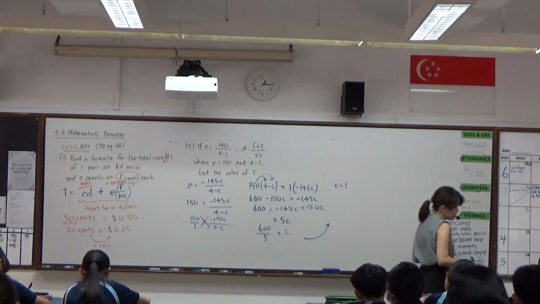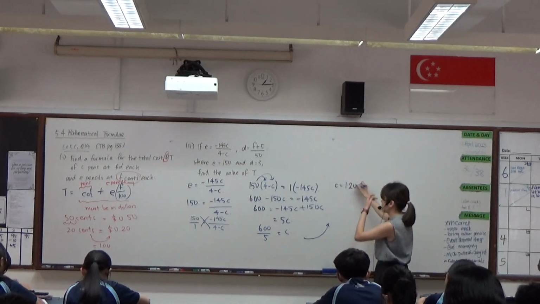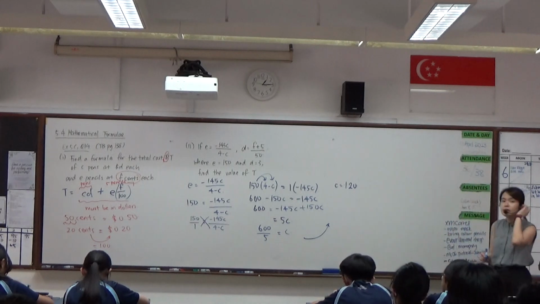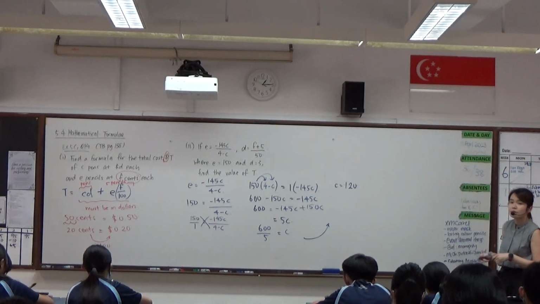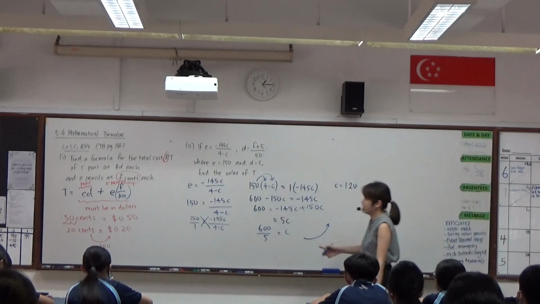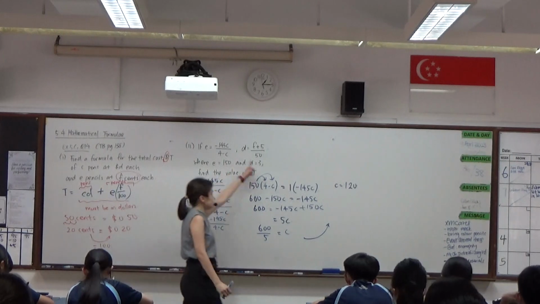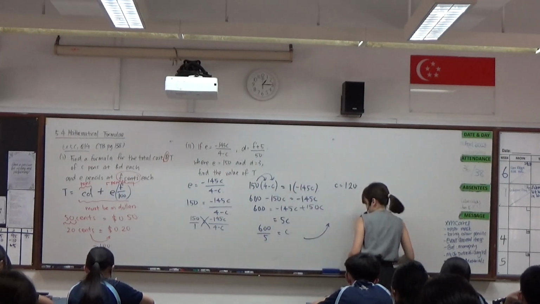120. So that's how we get our C value. But we're not done yet because the question wants us to find T. We're trying to find C to put inside here. We still need to find out what is F.